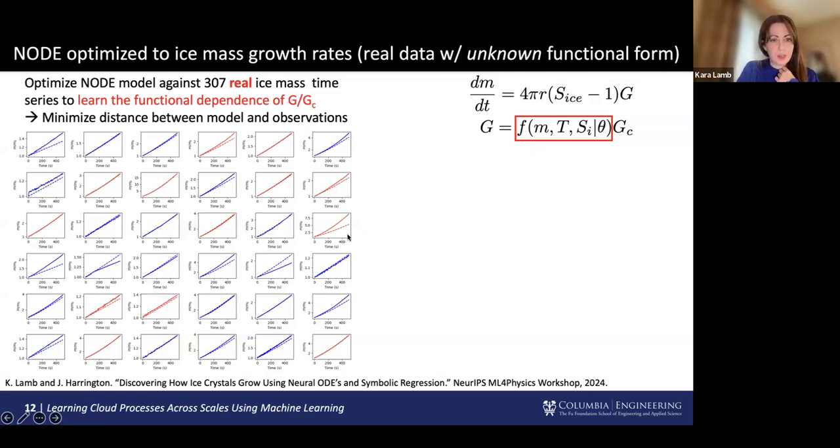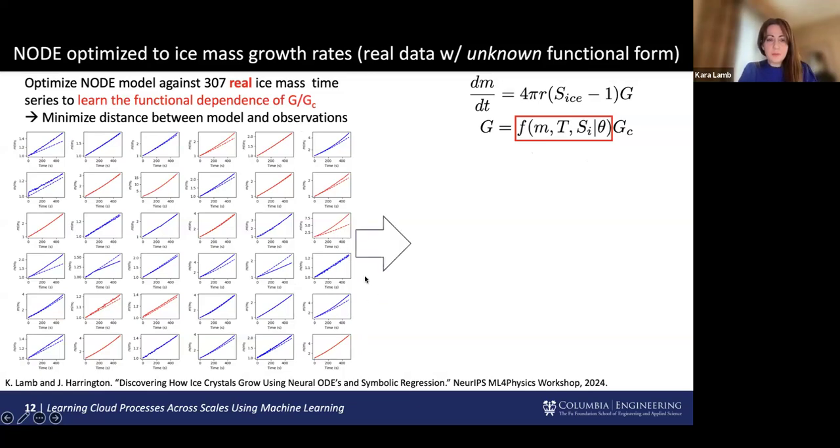And so here I'm showing again a subset of the results. Overall, it does a significantly better job of being able to reproduce the majority of the time series, although you can still see that there are some deviations here for some of the experiments. So potentially there's still a better form for this that we could come up with.